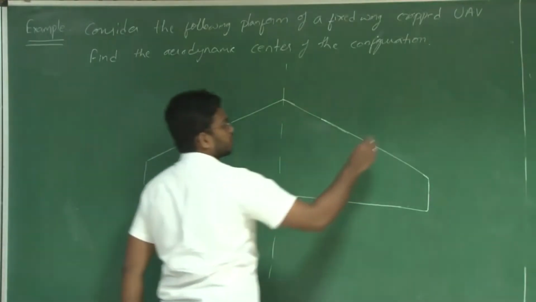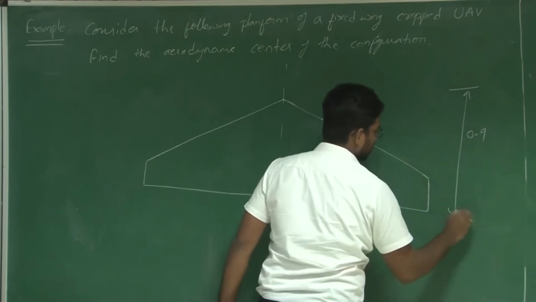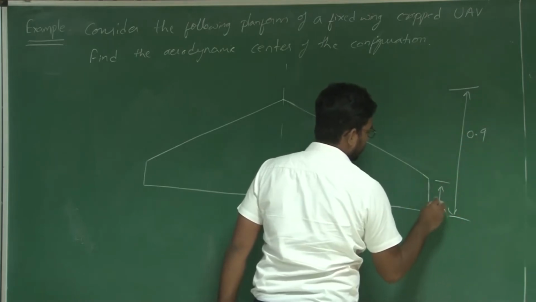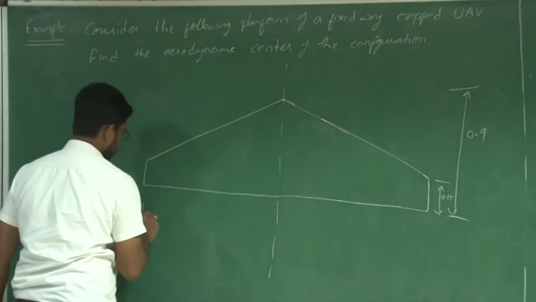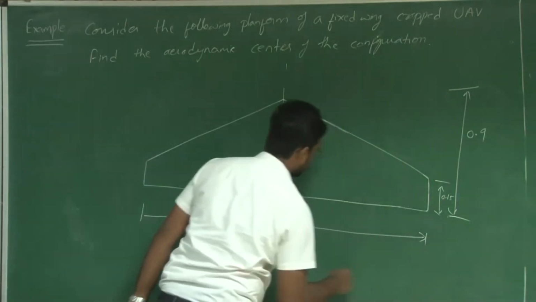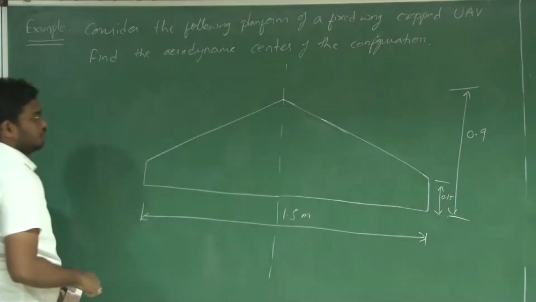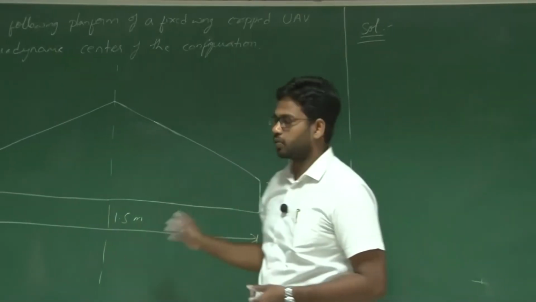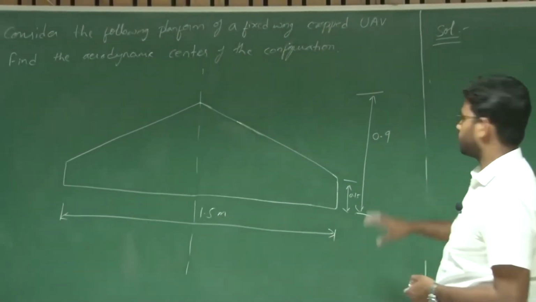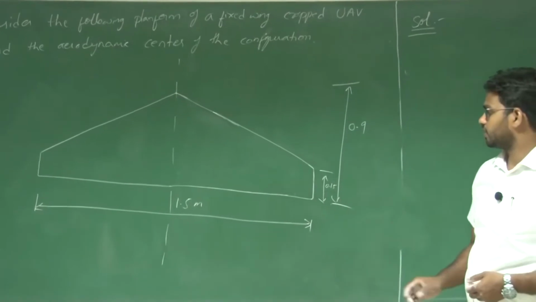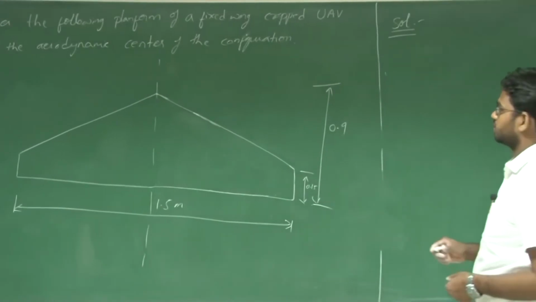So let the root chord of this UAV be 0.9 meters, and the tip chord is 0.15 meters, and the span is 1.5 meters. So the planform geometry of this fixed wing crop delta UAV is given with the root chord of 0.9 meters and tip chord of 0.15 meters and the span of 1.5 meters. You need to find the aerodynamic center of this configuration.